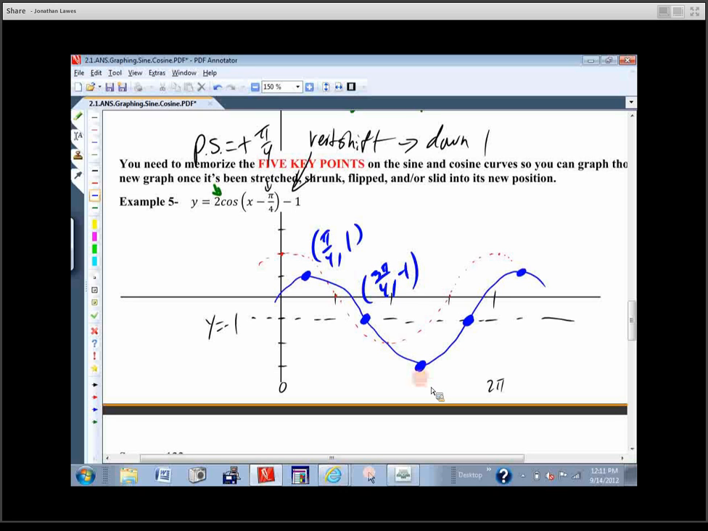And this one is, well, let's see, we were at pi, we moved it over. So this is going to be 5 pi fourths, comma, we're all the way down at negative 3. And this one is going to have the same y coordinate, so that's going to be negative 1. That's 7 pi fourths. And then this one's going to be 9 pi fourths. It'll have the same y coordinate as this one right here, so it'd be 9 pi fourths, comma 1. Okay. Any questions?